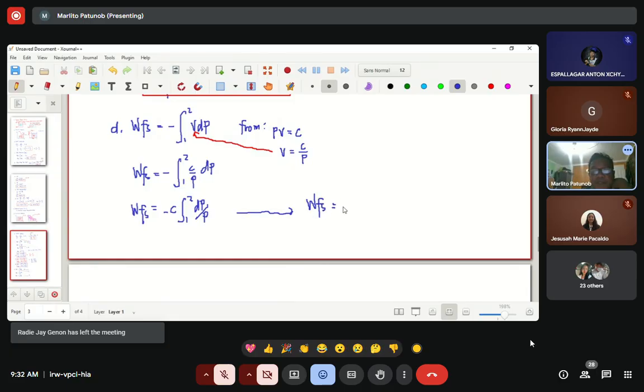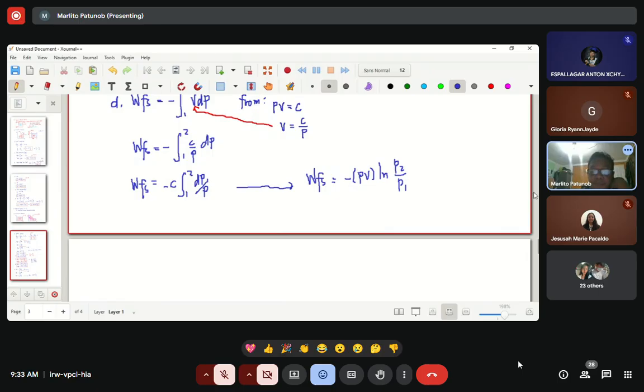It's the negative. What is C? It is PB, right? Negative PB ln P2 over P1.